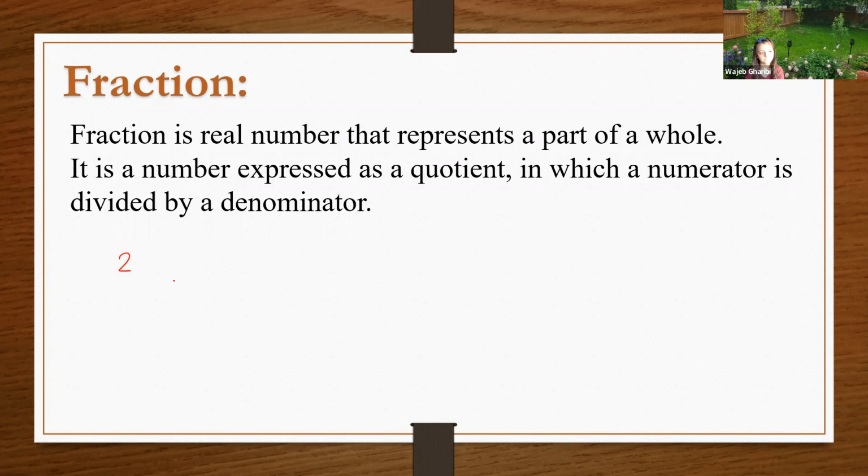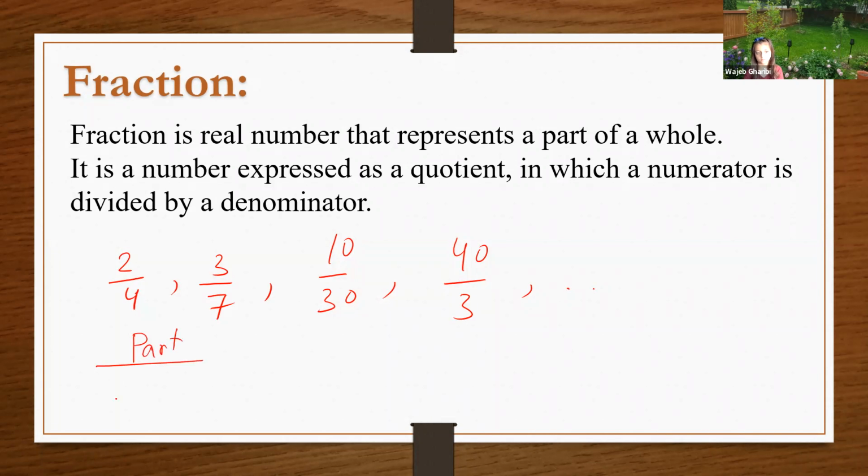For example, 2 out of 4, 3 out of 7, 10 out of 30, or 40 over 3, and so on. Yes, these are the fractions, or generally we can write part over whole. Okay, give me an example, Maria. Part over whole. So we have a part of a whole. The whole here, for example, 7, and here's 30, and this is 3, and 40 out of 3.